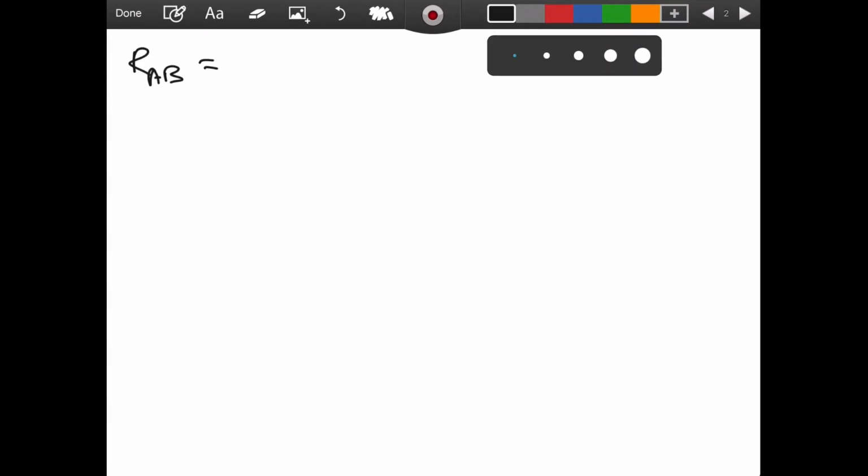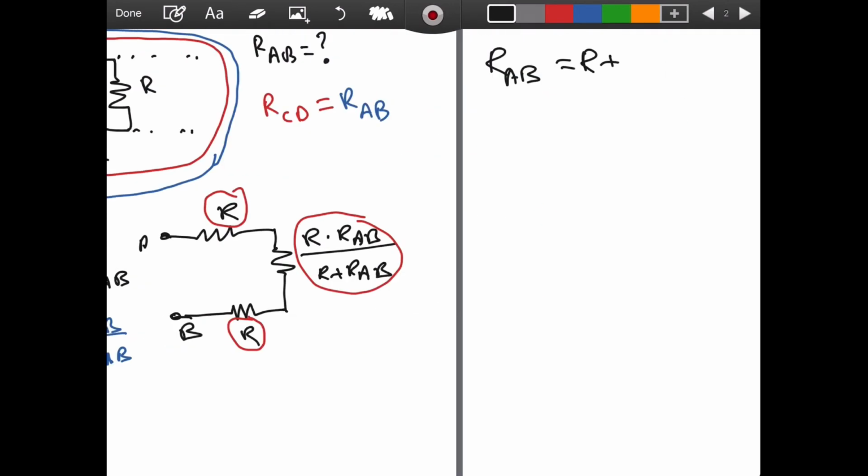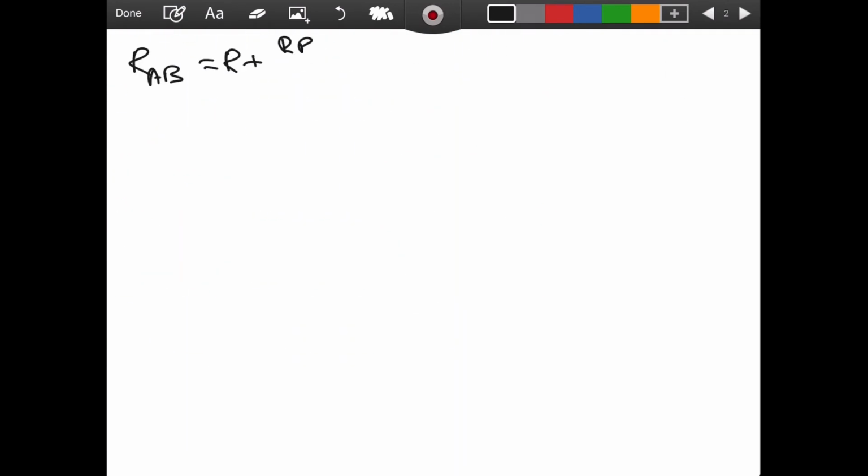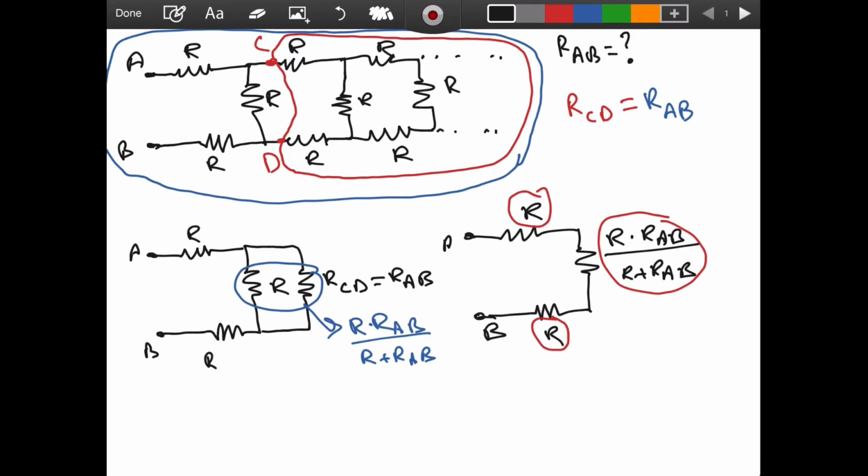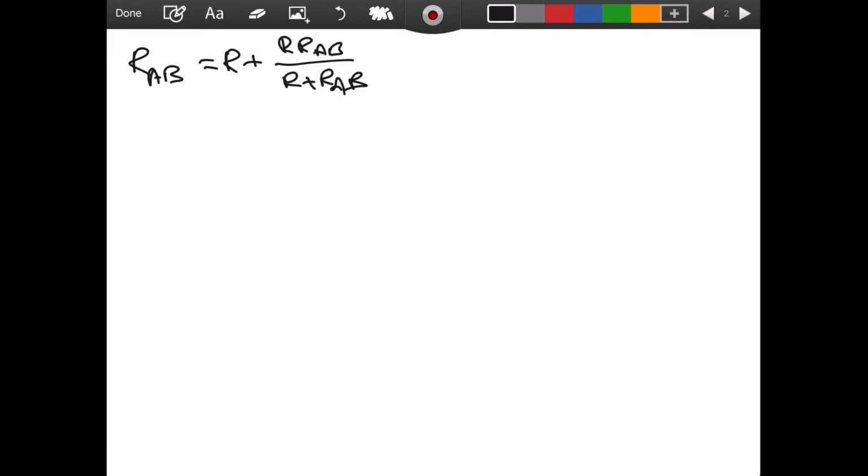So we have R plus, what was it? Divided by R plus RAB. And we have another plus R, which we can just put a 2 for it here. But let me get space.